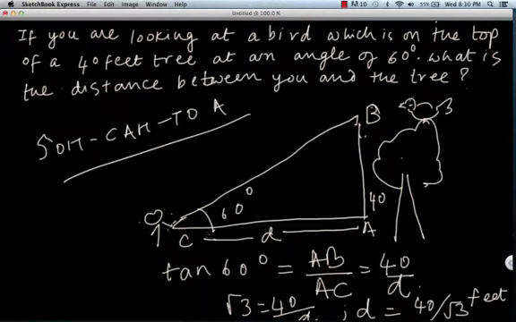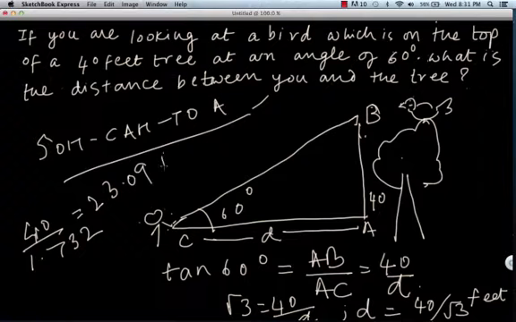The distance between you and the tree is 40 by root 3, and you can further simplify that. 40 by 1.732, which is roughly equal to 23.09 feet.